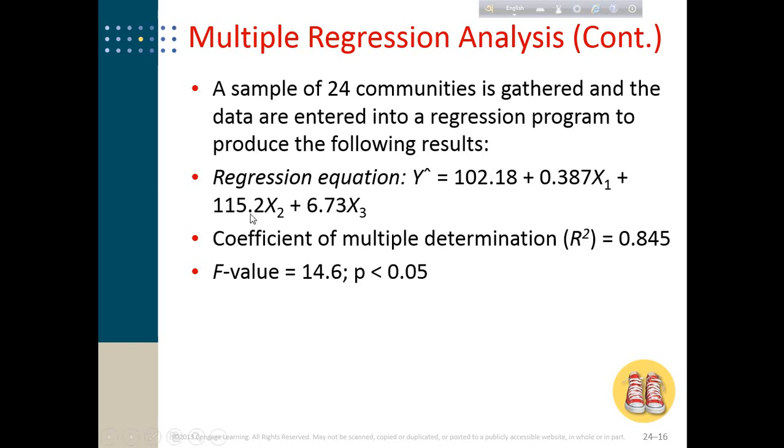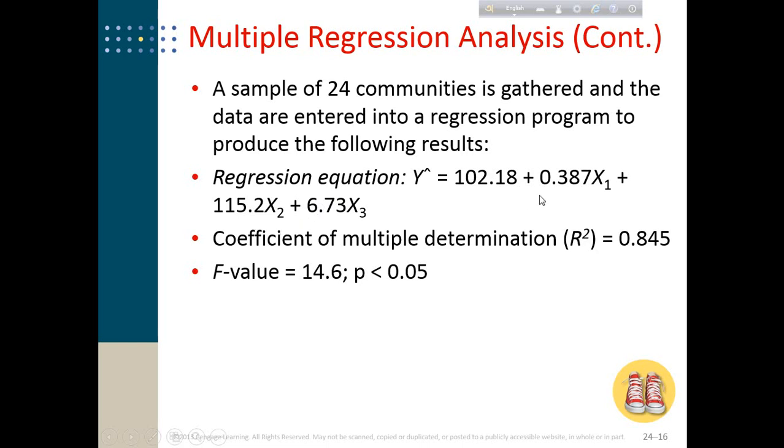And 115.2 is the coefficient for variable 2, that's the presence or absence of a sales office. And you see that the coefficient is 115. It indicates that if a sales office is present in a locality, a store in that locality has sales which are 115 units higher compared to a store where a sales office is not present. And last of all, 6.73 is the coefficient for variable 3, which is school enrollment. So a 1 unit increase in school enrollment will increase sales by 6.73 units.